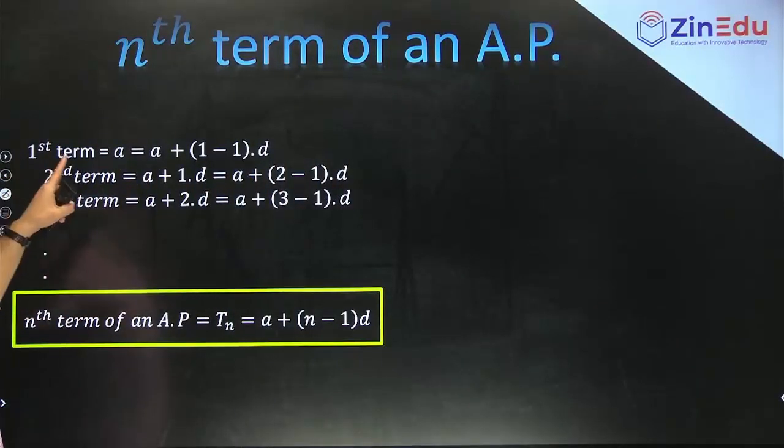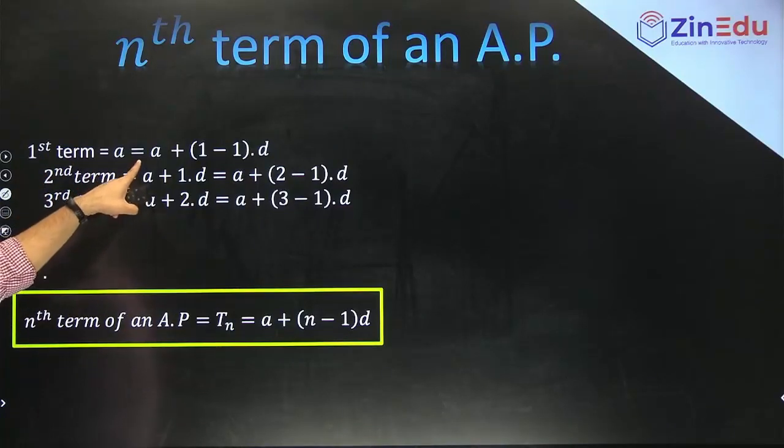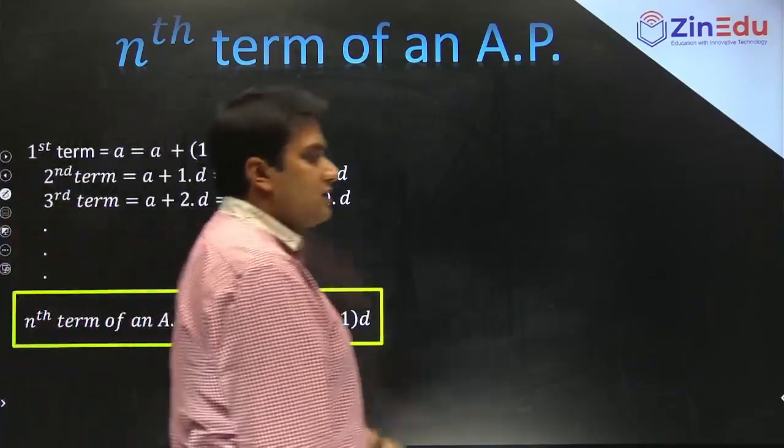First term, as we have seen, is denoted by A, or I can say A1, plus n minus 1 into D.